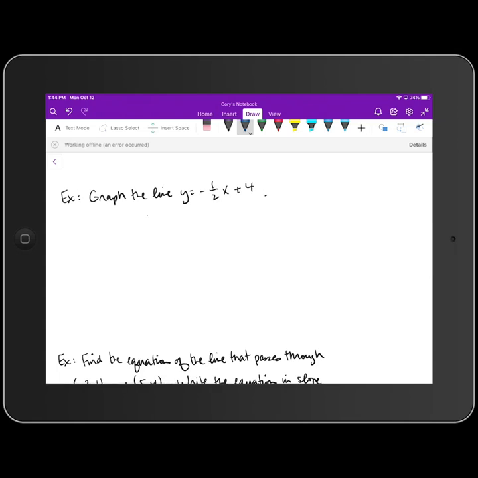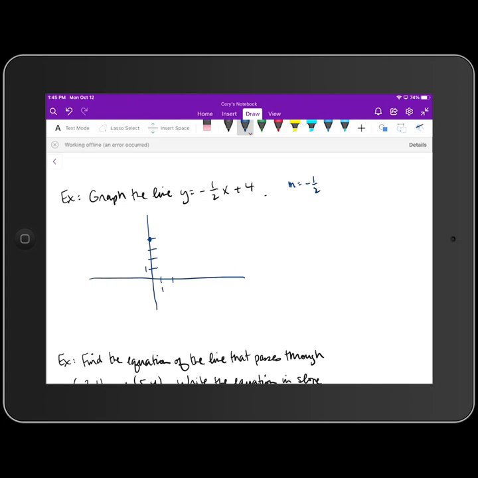Okay, so that equation is in slope-intercept form. So if we want to graph this, we're going to first start by plotting the y-intercept. So the y-intercept is going to be 4. And then the slope is negative 1/2.